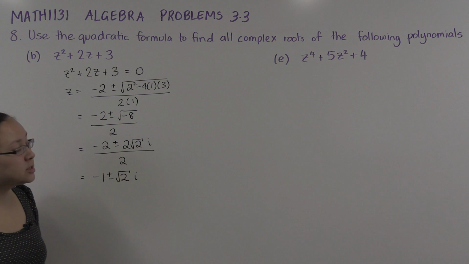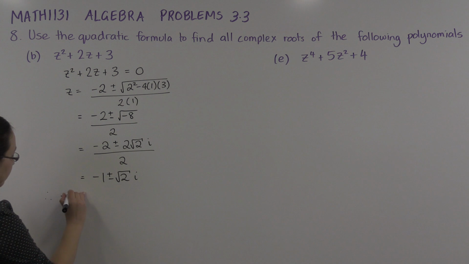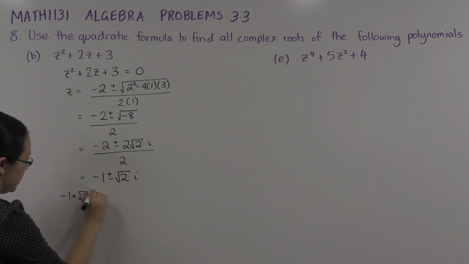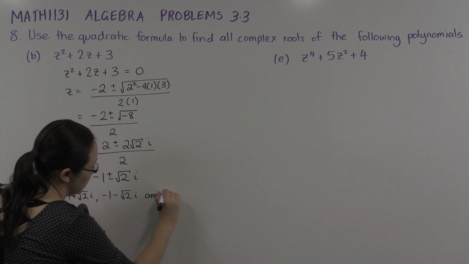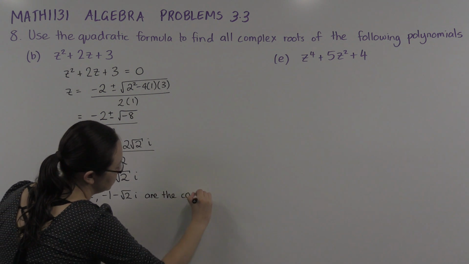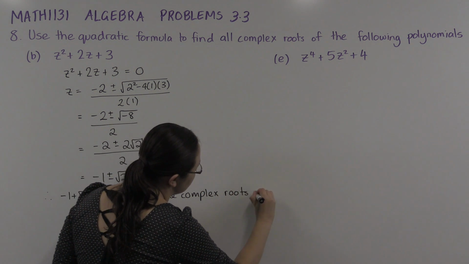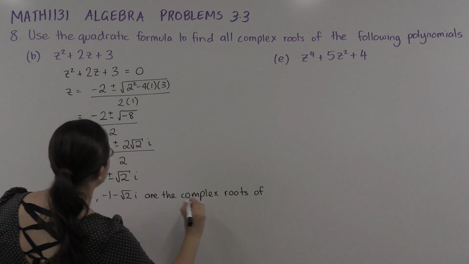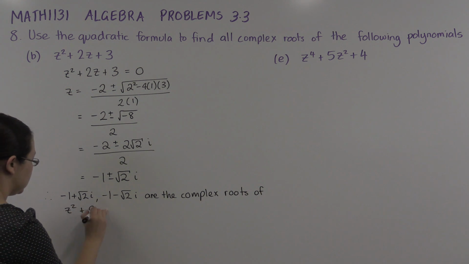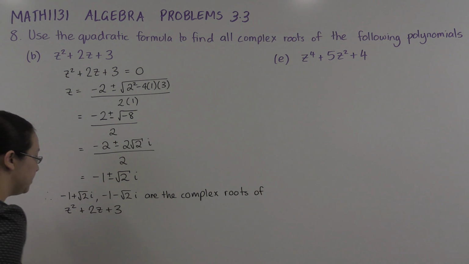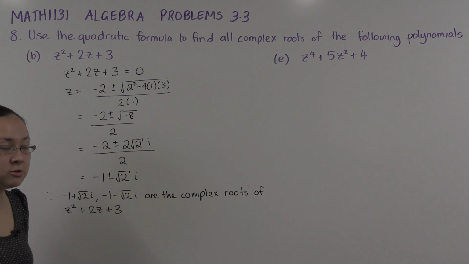So these are the complex roots of this quadratic. Therefore, minus 1 plus root 2i and minus 1 minus root 2i are the complex roots of z squared plus 2z plus 3. Okay, so that's the answer to our question, but there's a couple of things that we should notice here.